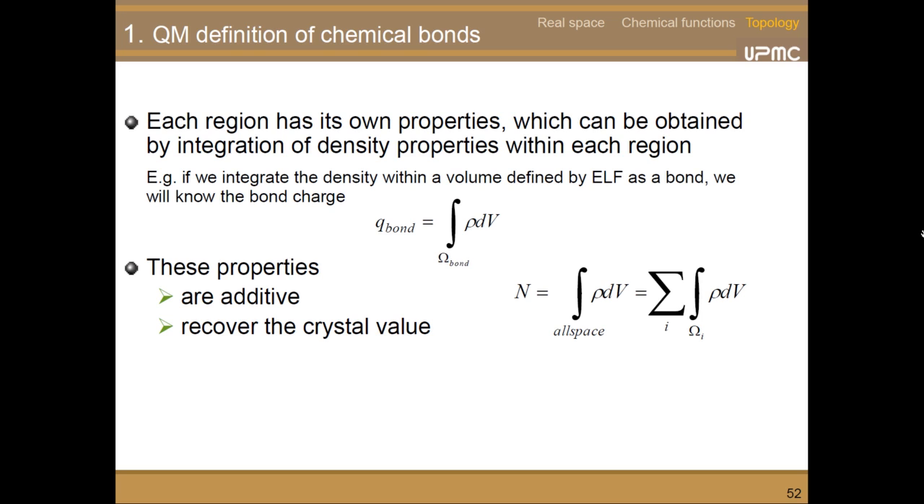region properties. So, if we integrate the electron density itself, then we can obtain charges associated to every region of space, which is topologically defined. These charges, once added up, will give us the total number of electrons in the system. That's really what chemists were doing when associating charges from the beginning. Since these regions are non-overlapping and they fill up the whole volume, as I was saying, they're additive and they will recover the whole crystal value.